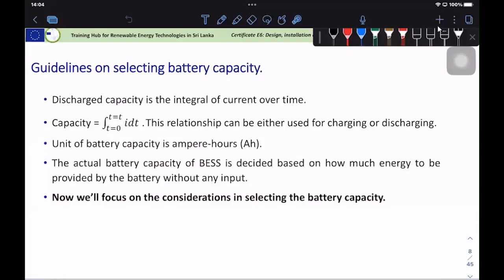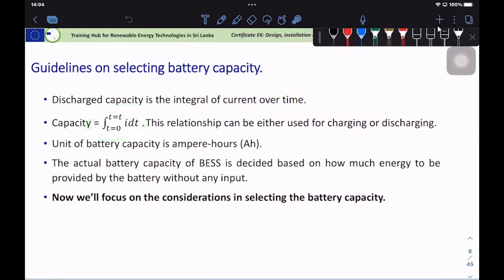Now we can move to the guidelines on selecting the battery capacity. So the discharged capacity of a battery is the integral of current that is drawn from the battery over time. So we need to integrate the current that is drawn from the battery over time. That can be given in equation form or formula like this.